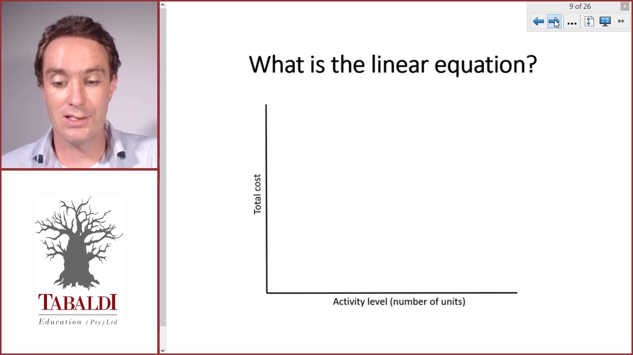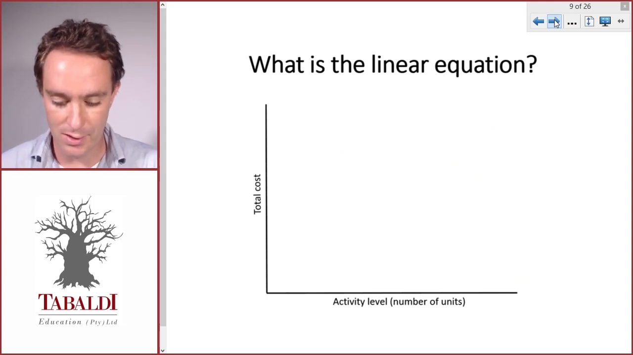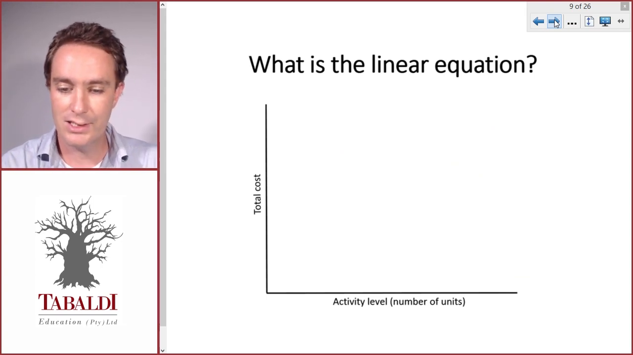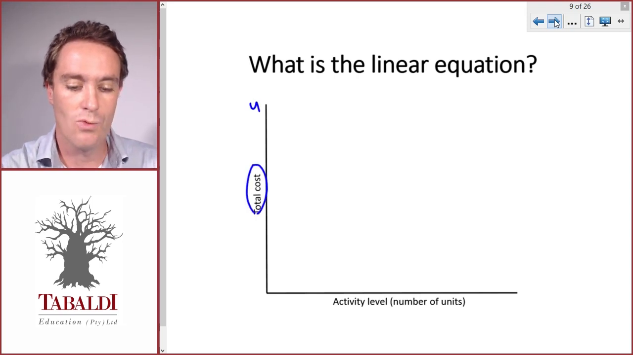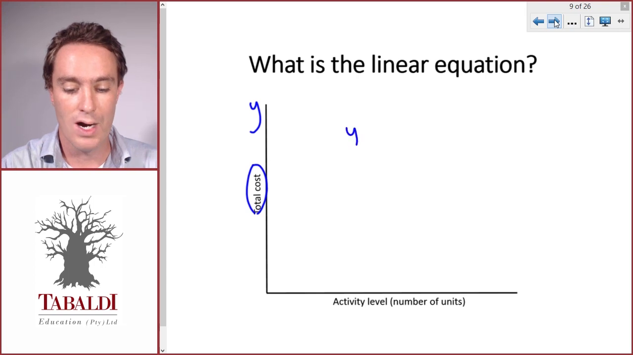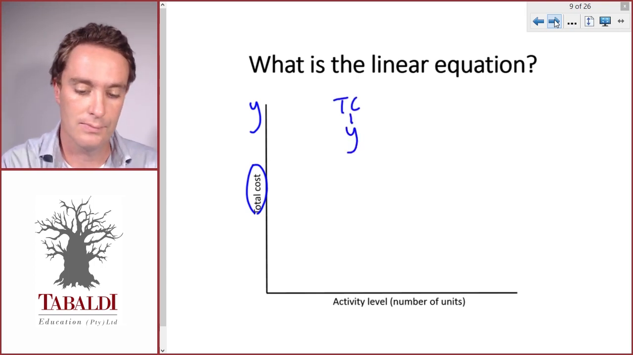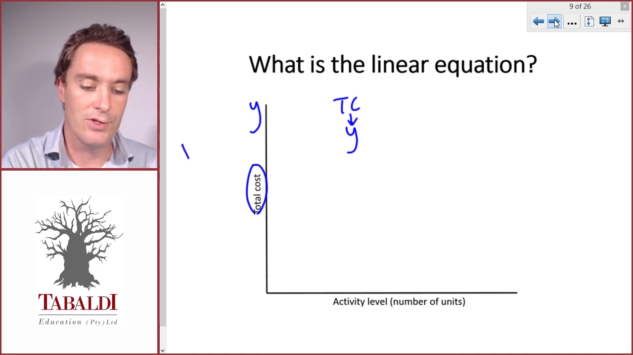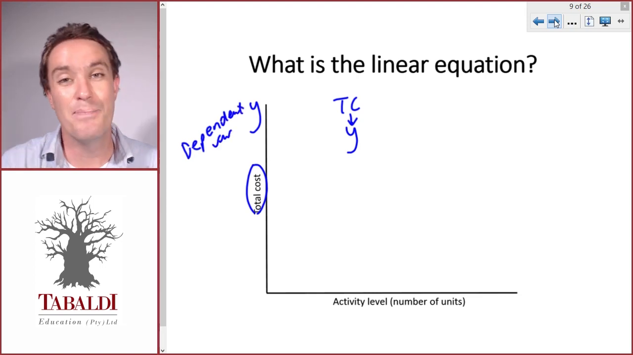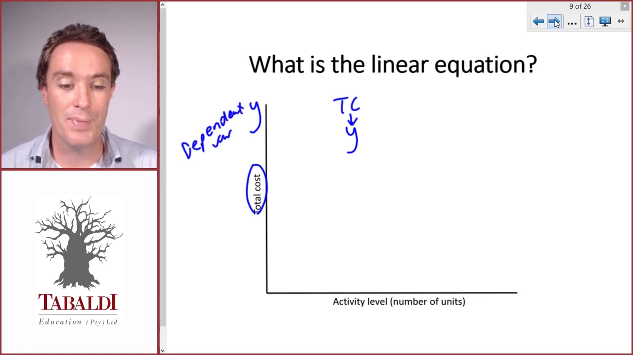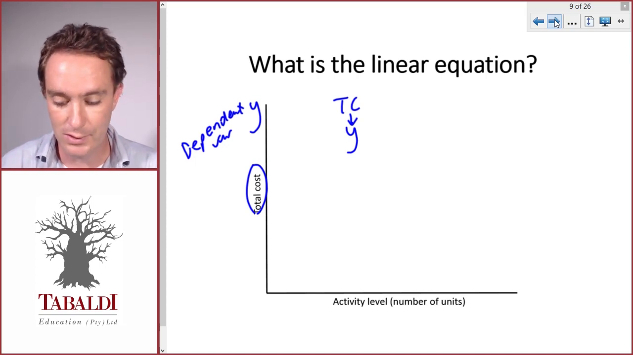So let's look at this on our cost behavior graph. So let's just give all the items names. So the total cost is our y-axis. So y is total cost. And that's referred to as the dependent variable. It's dependent on the number of units. So depending on the number of units we manufacture, we'll have a certain amount of total costs.